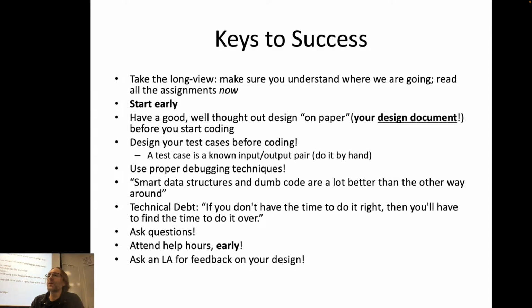Smart data structures and dumb code are a lot better than the other way around. Keep that in the back of your mind. Always be looking for shortcuts, because that's what you should be doing. If you can take 100 lines of clever, smart code and condense it down to a one-liner by using an off-the-shelf algorithm or solution, do it. Beware of technical debt. Colloquially, you say if you don't have time to do it right the first time, then you're going to have to find time to do it over. That's what technical debt is. If you just throw a bunch of code out there without any forethought or design or forward thinking, then you're going to accrue technical debt.